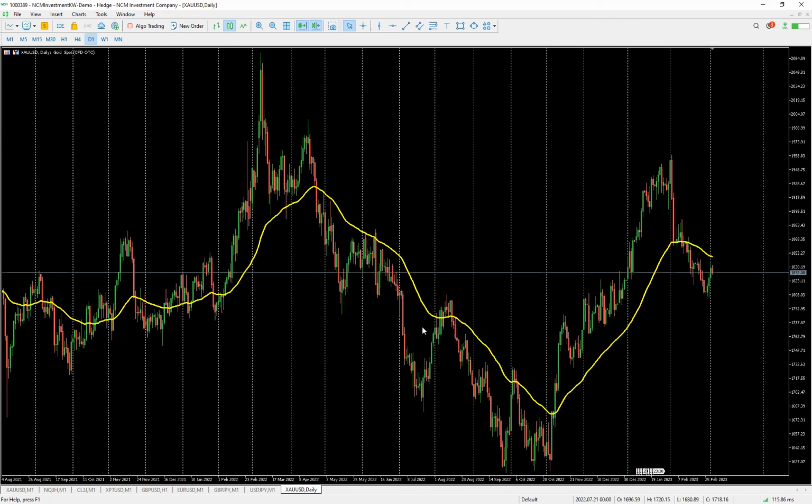Now, long-term traders usually use the moving average on a daily time frame, and short-term traders use it either on a 1 hour, 30 minute, or 15 minute chart.